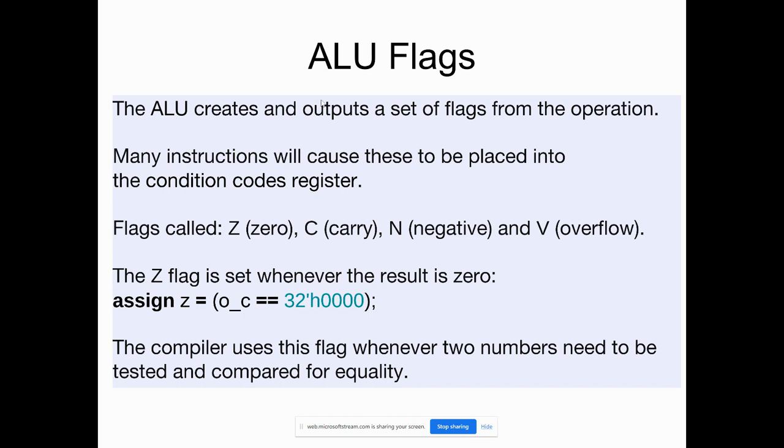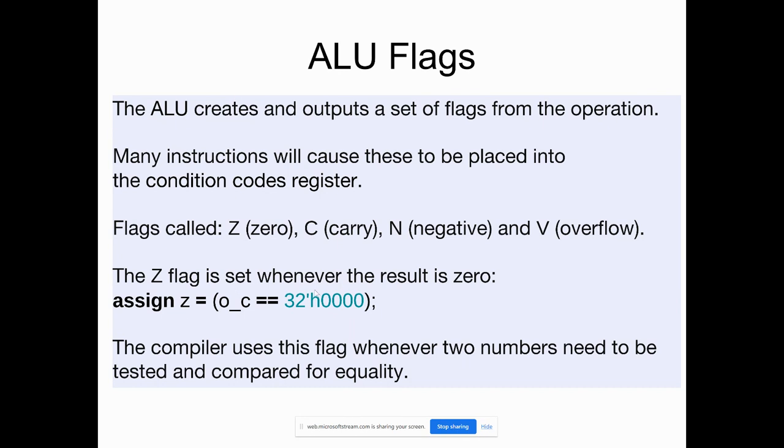Now, before we get into details about it, I just need to refresh your memory when it comes to flags, the ALU flags. The ALU creates and outputs a set of flags from the operation. Many instructions will cause these to be placed into the condition code register. If you remember from previous units, we have the flags Z for zero, C for carry, N for negative, and V for overflow. The compiler uses these flags whenever 2 numbers need to be tested and compared for equality.